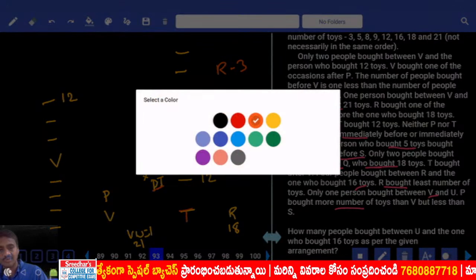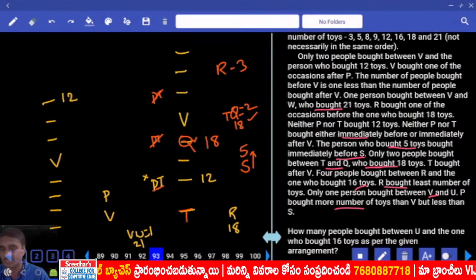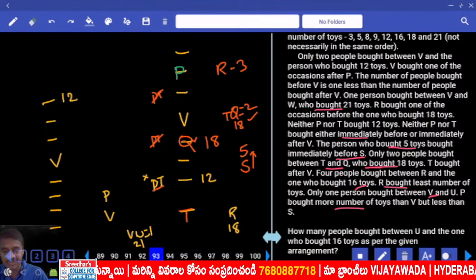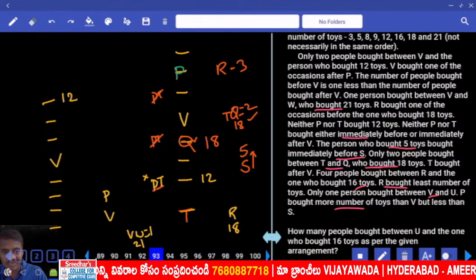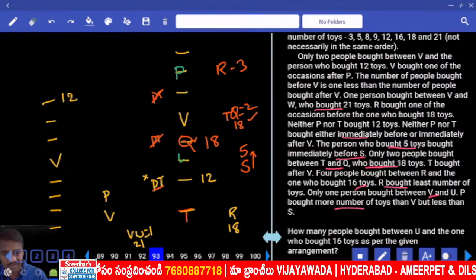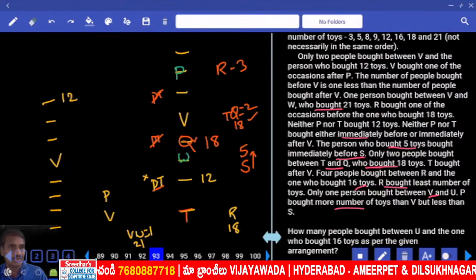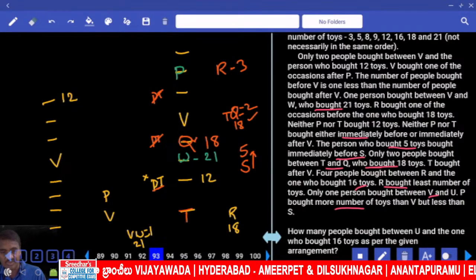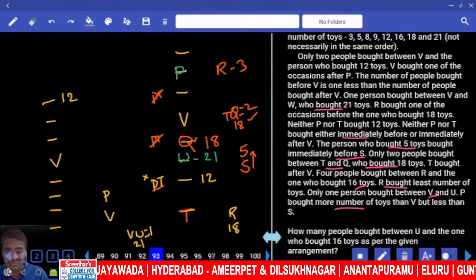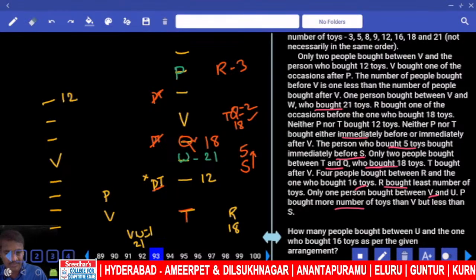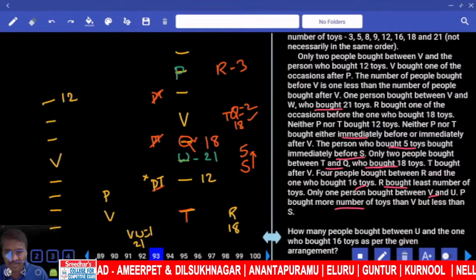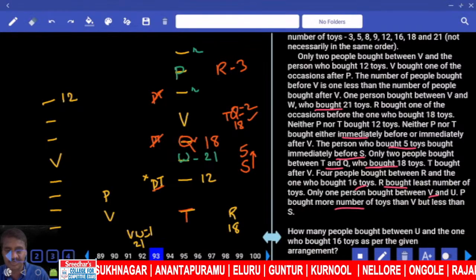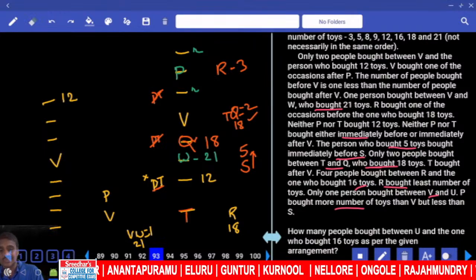Then how many possibilities do we have for this P? 2 possibilities. Can we have P at this place or not? Before this V. If P is before this V, between V and W there must be exactly 1, then W must be here. Clear? Now if W is here, how much is W? W is 21. Then R is before this 18. Then where can you have this R? R can be either here or here. The next one, S and 5.